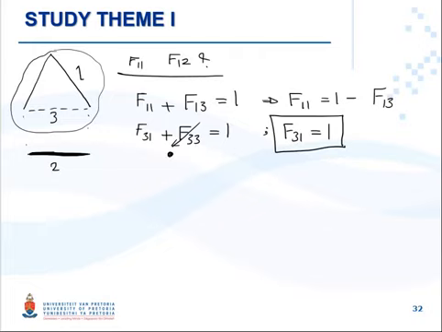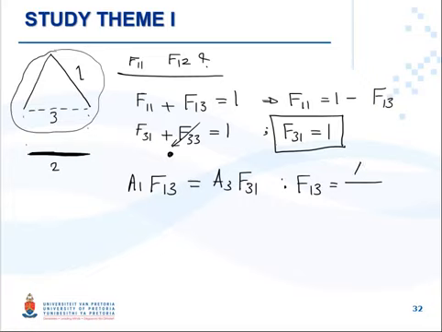Reciprocity. Based on reciprocity, we can say that A1 F13 is equal to A3 F31. So F13 is equal to A3 over A1 times F31, and F31 is 1. Now we need to calculate A3 and A1 and we will be sorted.